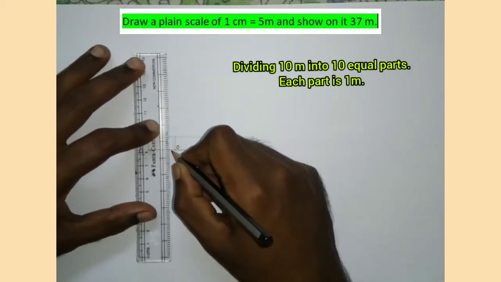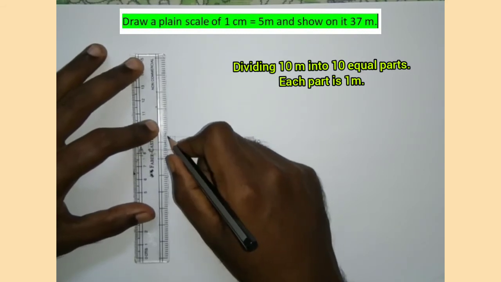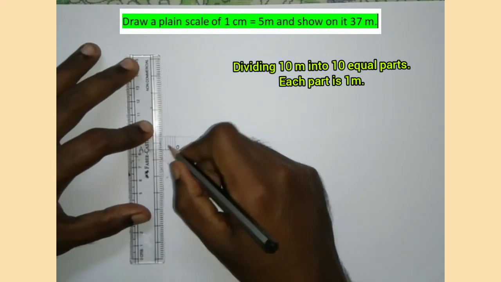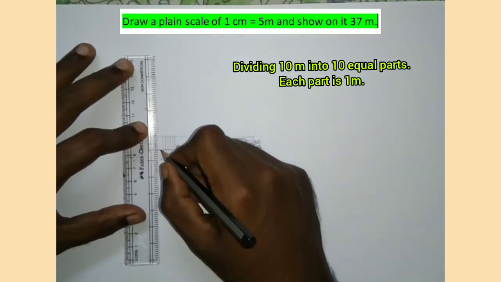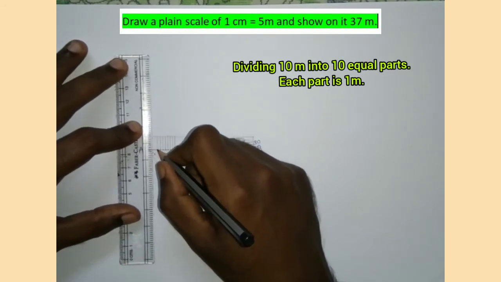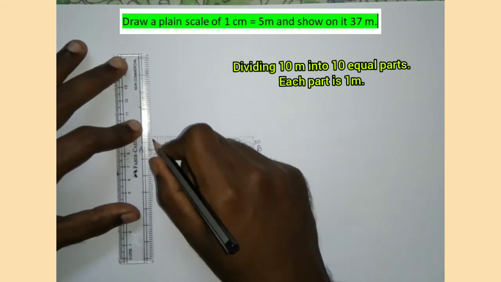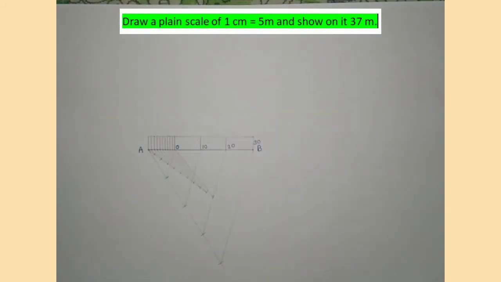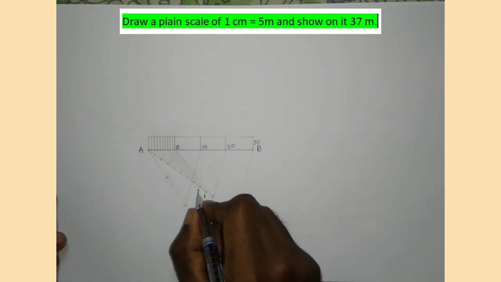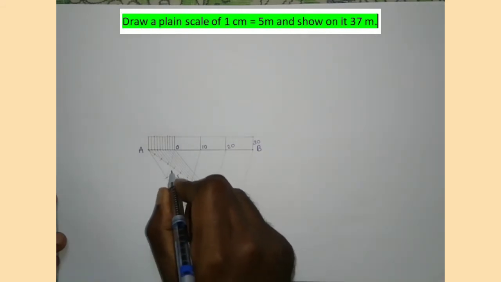Okay, now I am drawing the vertical lines. Now we are dividing the first part of the main line into 10 equal parts. That is, we are dividing 10 meter into 10 equal parts, and each part is 1 meter. And for your understanding, I am marking the small divisions as 1 meter, 2 meter, 3 meter and up to 10 meter.